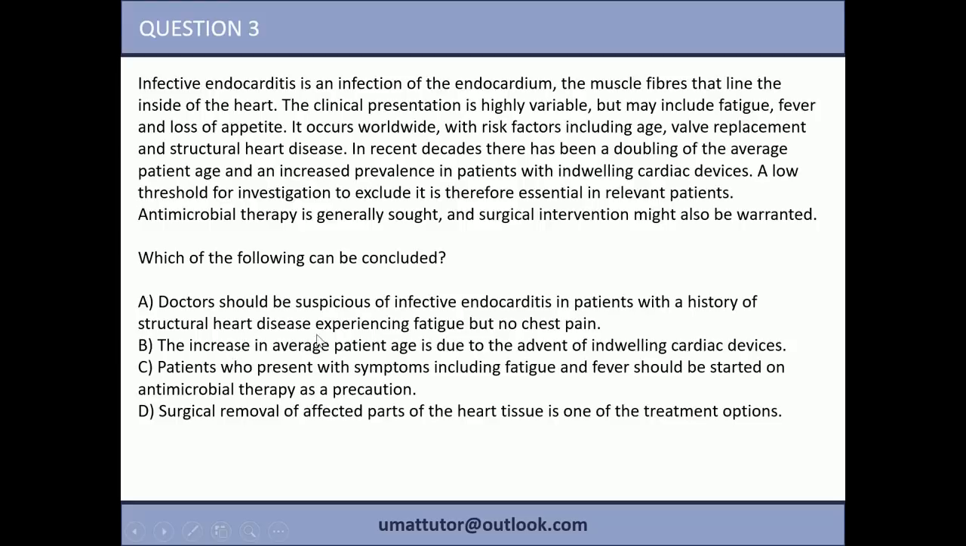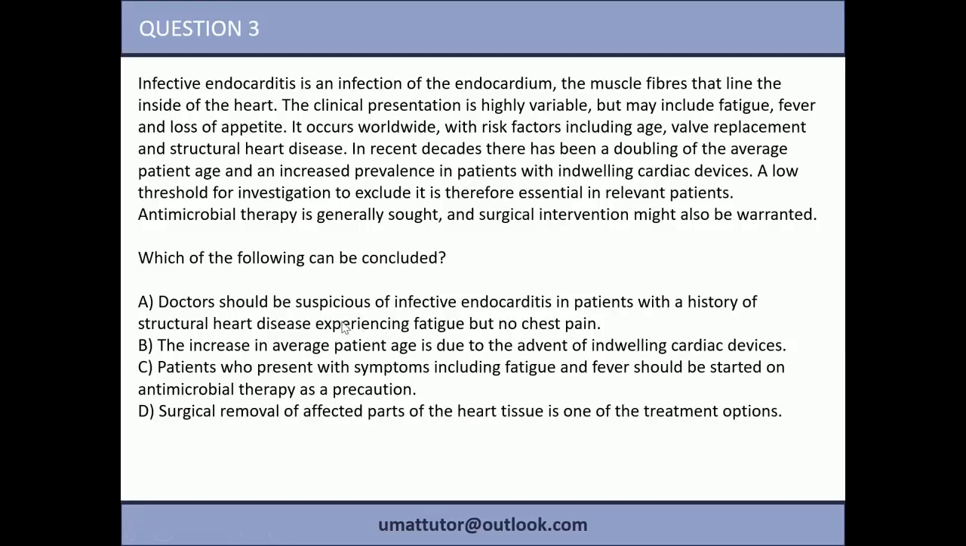Now, the symptoms mentioned are fatigue, but no chest pain. And again, that's pretty consistent with the information. Even though you might think chest pain could be a symptom, given it's relating to the heart, if we go through the clinical presentation here, fatigue is mentioned, but there's no mention of chest pain. So again, keep it within the scope of what you've been given, and given what we have here, that's pretty consistent with infective endocarditis.